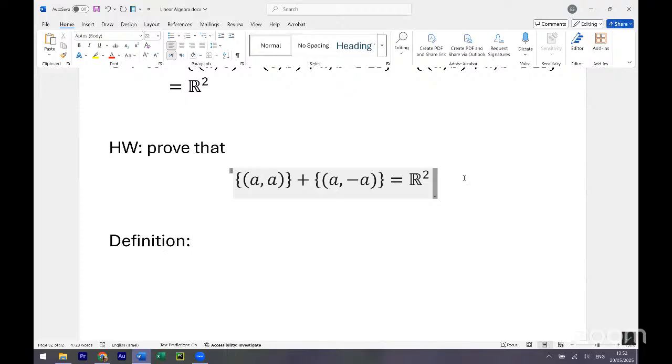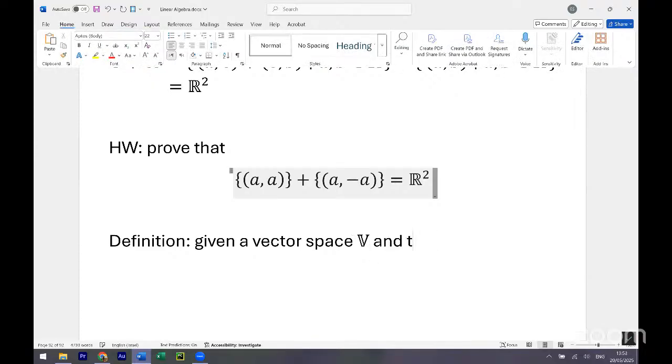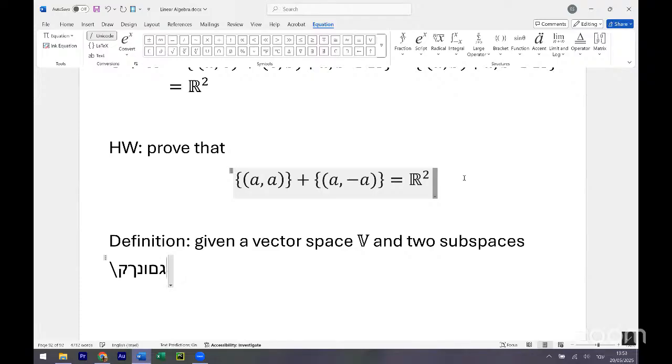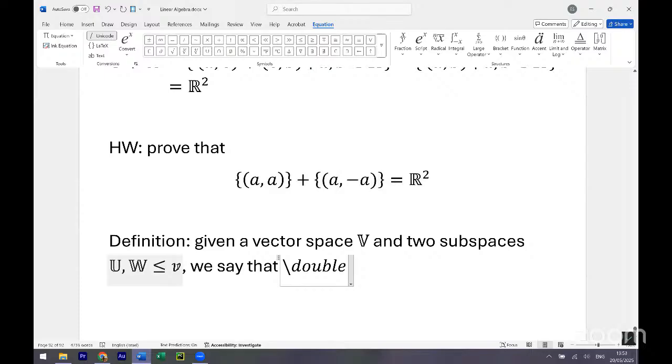Definition. Given a vector space V and two subspaces U and W, we say that the direct sum of U and W equals V.